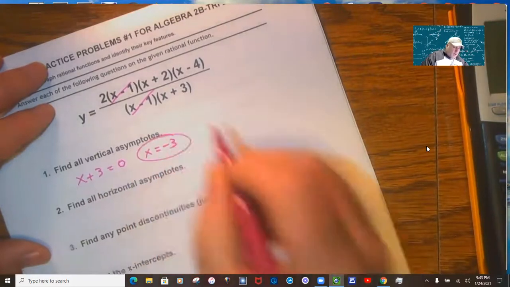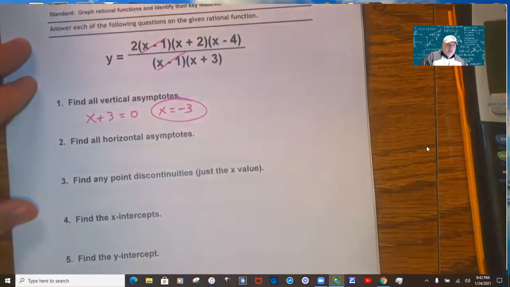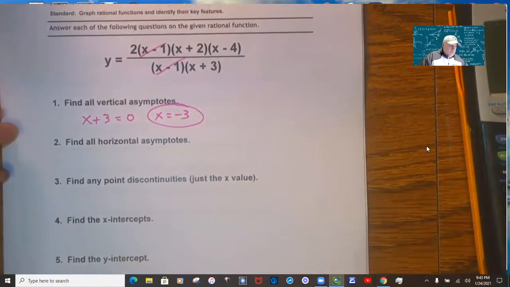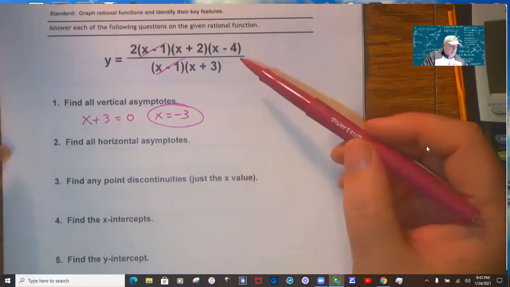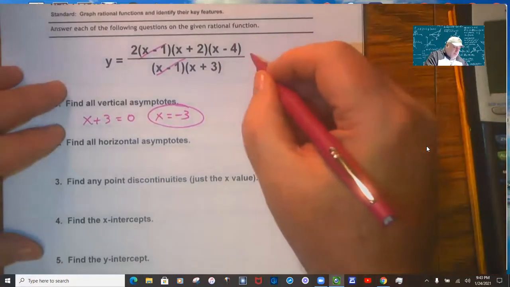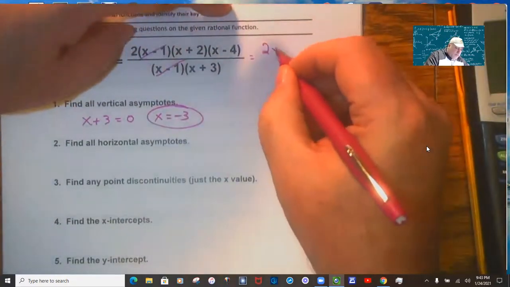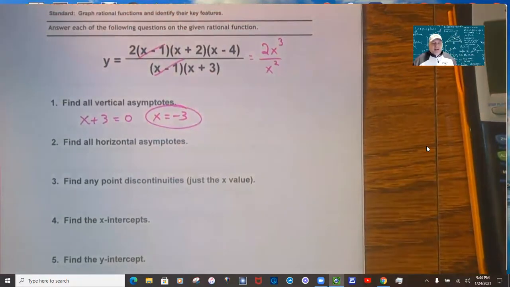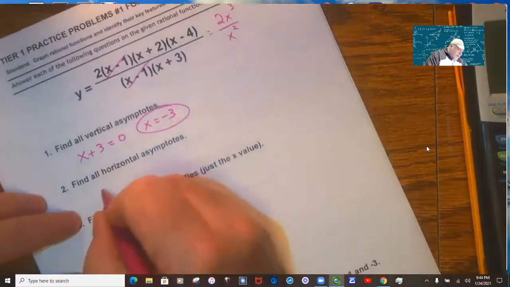Can there be more than one? The answer is yes to that. Find all horizontal asymptotes. So note that your power, so if we expanded this out, this would be 2x cubed something over x squared something. So the power is higher in the numerator than the denominator, so that means none.